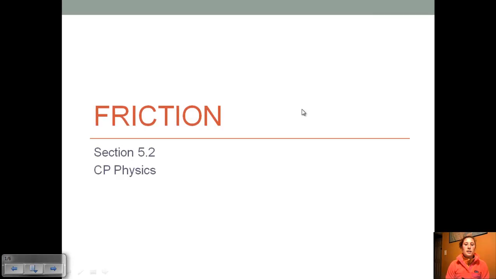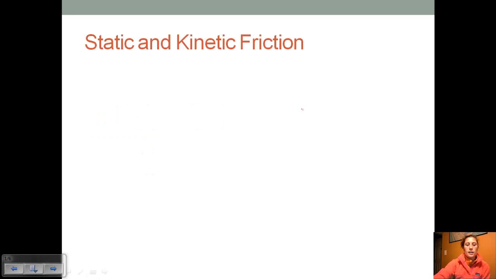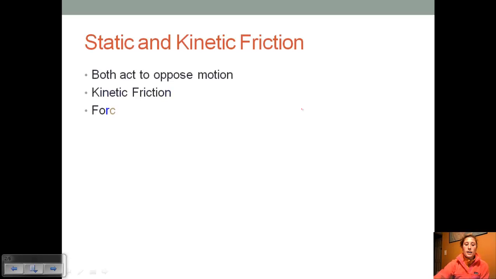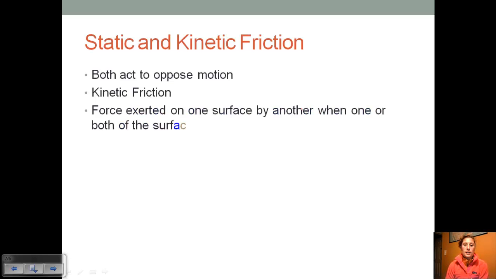Alright, hello. So we are going to continue our discussion of Chapter 5, looking at forces in 2 dimensions, and talk about friction. There are 2 main kinds of friction, static and kinetic. And the big thing with friction is that it always acts to oppose motion. So kinetic friction is the force exerted on one surface by another when either one or both of the surfaces is moving. So if you are walking across the floor, that kinetic friction keeps you from slipping.